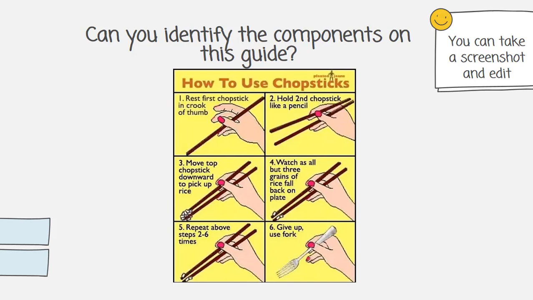So, it says, dice, how to use chopsticks. I don't know, yo no sé, but I struggle a little bit with chopsticks. Yo a veces un poquito con chopsticks. A ver, ¿qué me dice esta illustrated guide que tengo que hacer? Dice, number 1, rest the first chopstick in crook of thumb. So I need to put my chopstick here in the crook. Number 2, hold the second chopstick like a pencil. Oh, okay, like a pencil.